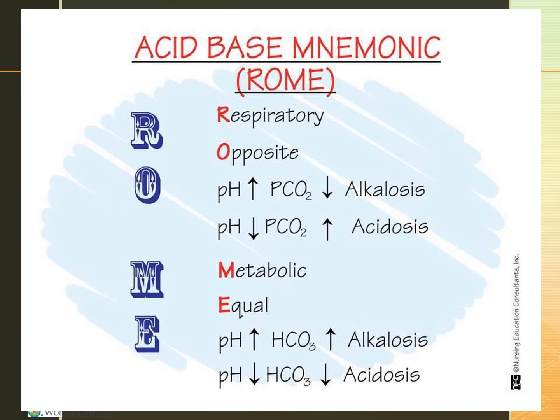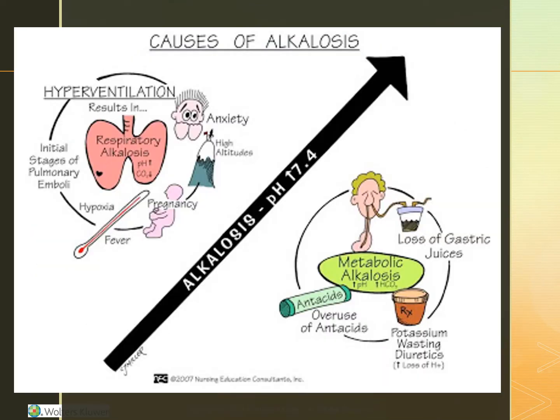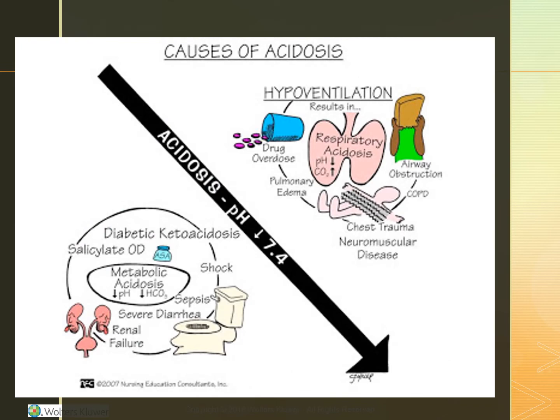So here's another mnemonic for your acid base. The Rome method helps you determine whether you have respiratory or metabolic acidosis or alkalosis. And we will be going over that in class also using the tic-tac-toe method. Again, another mnemonic for causes of alkalosis, whether it's respiratory or metabolic, and the same for acidosis.